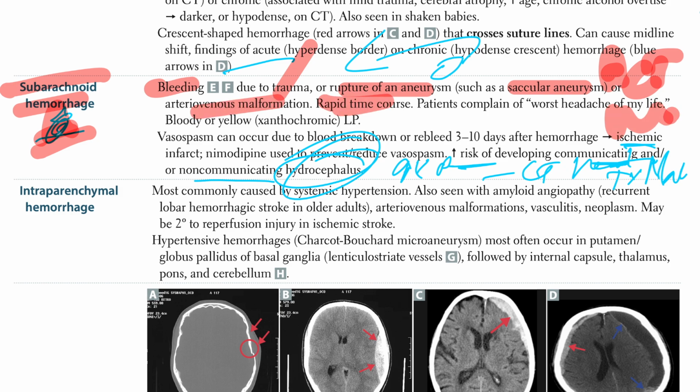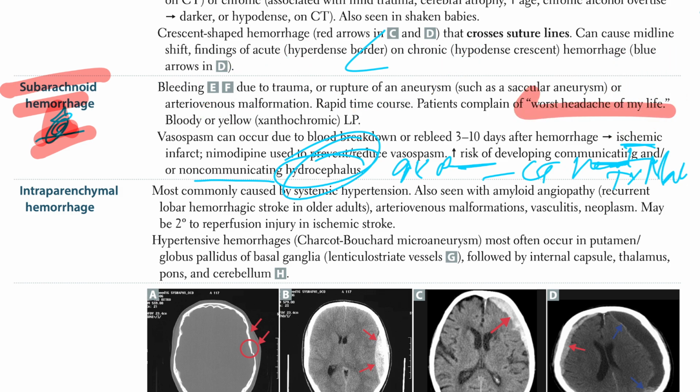It occurs rapidly. Patient will say, it is the worst headache of my life. On top of that, it will also have nuchal rigidity, which is stiffness of the neck, neck pain, with photophobia, with fever. You think about, okay, meningitis sort of a thing. You look at LP, it's a bloody, yellow lumbar puncture.